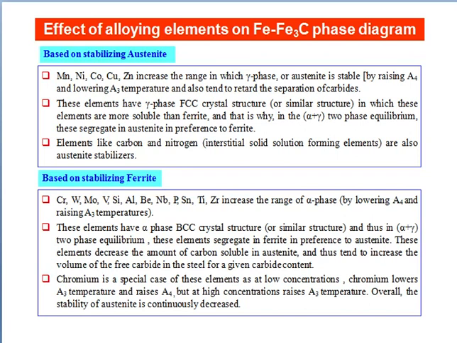These elements decrease the amount of carbon soluble in austenite and thus tend to increase the volume of the free carbide in the steel for a given carbide content. Chromium is a special case of these elements. At low concentrations, chromium lowers A3 temperature and raises A4, but at high concentration raises A3 temperature. Overall, the stability of austenite is continuously decreased.